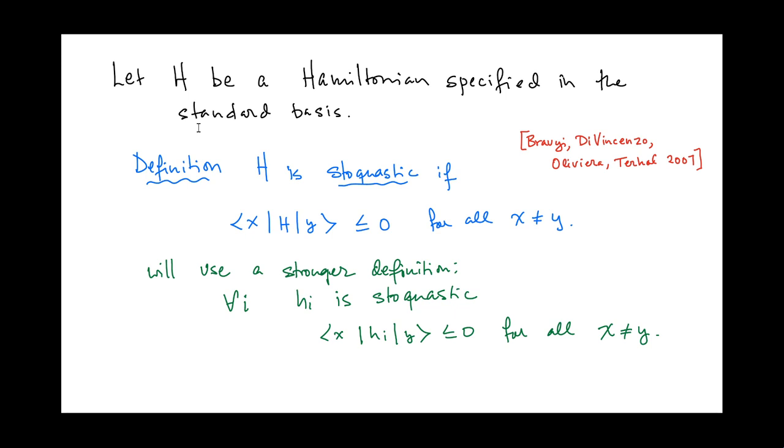Okay, so let's start with a definition. So we have a Hamiltonian and we're going to specify it in the standard basis. It doesn't really have to be the standard basis, any basis will do, but by default we typically use the standard basis. And the definition of stochastic is that the Hamiltonian is stochastic if all the off-diagonal entries are less than or equal to zero.